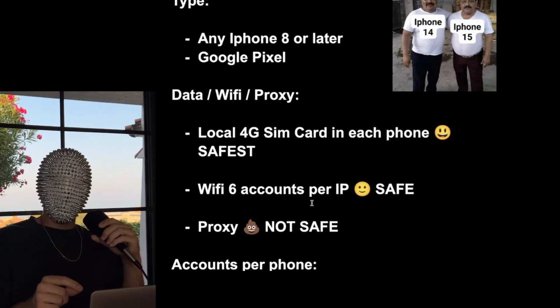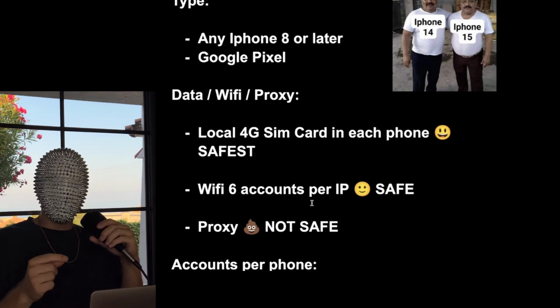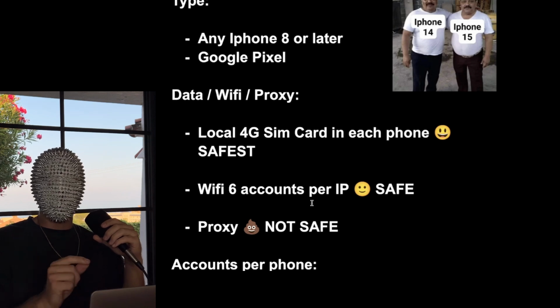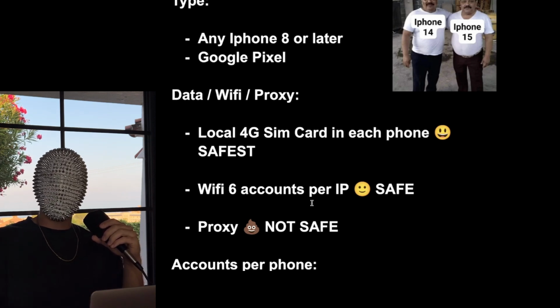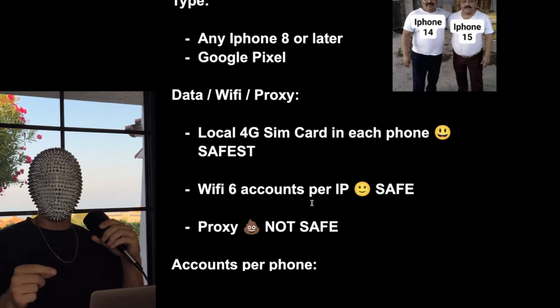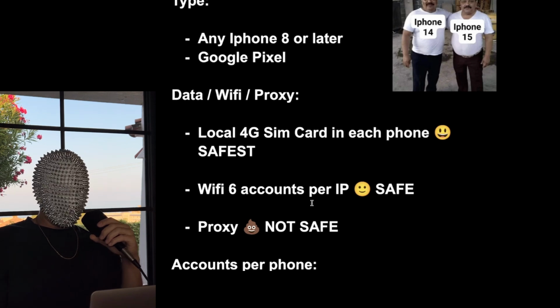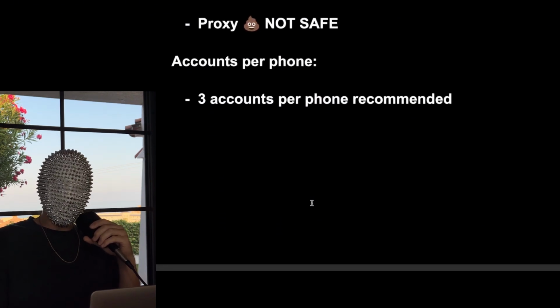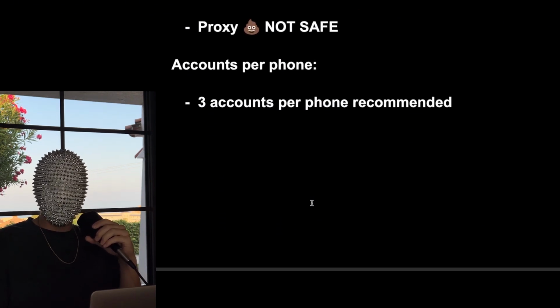Just don't use a proxy because you don't need it. It makes no difference for you. It will only risk your account, and any progress you make with your proxy in 3, 4, 5, 6, 7 weeks from now, when something goes wrong, your account is fucked. So we continue. Accounts per phone. We're talking 3 accounts per phone recommended, not more, not less.